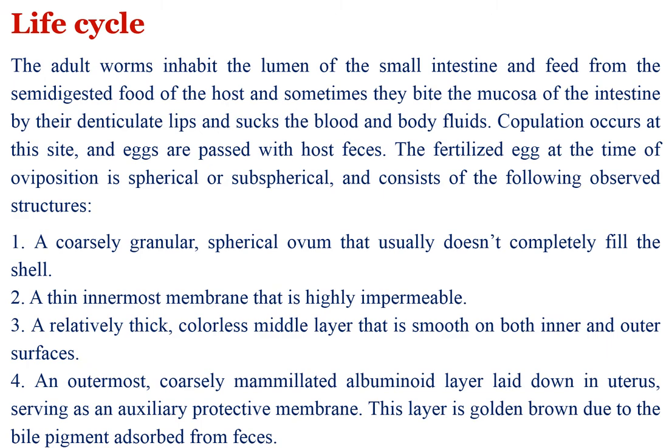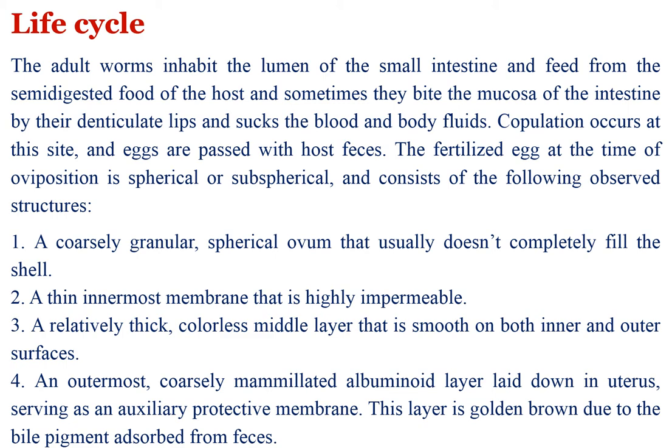Life cycle. The adult worms inhabit the lumen of the small intestine and feed from the semi-digested food of the host, and sometimes they bite the mucosa of the intestine by their denticulate lips and suck the blood and body fluids. Copulation occurs at this site and eggs are passed with host feces.